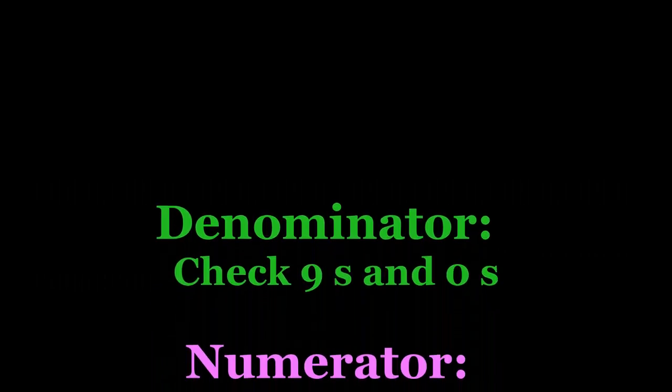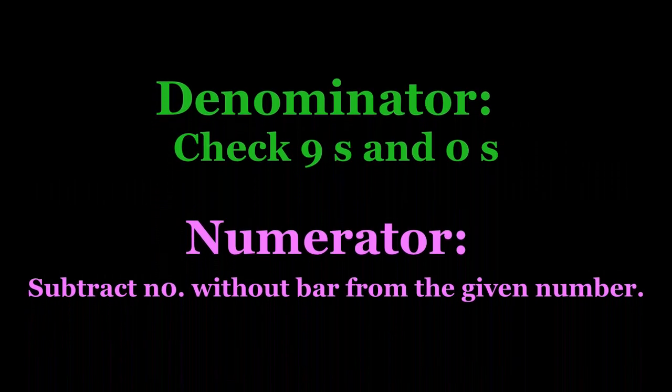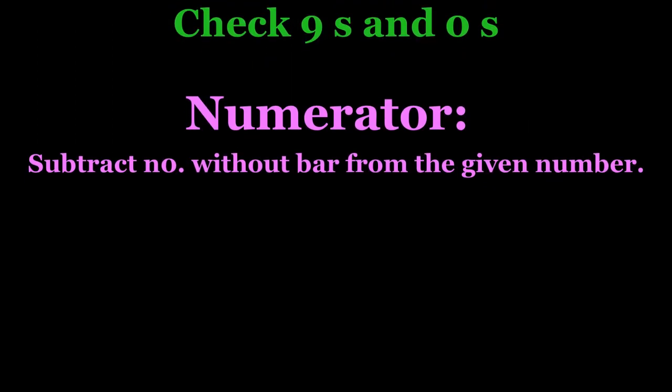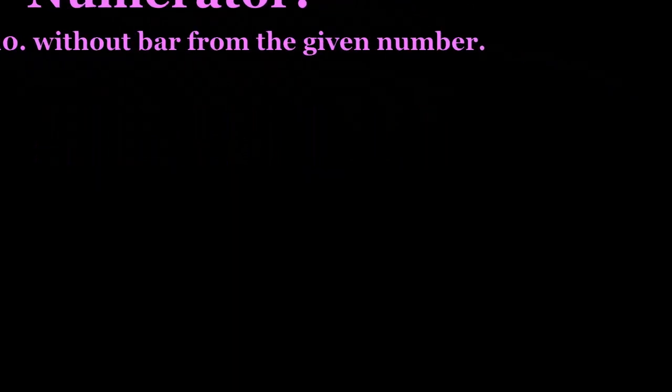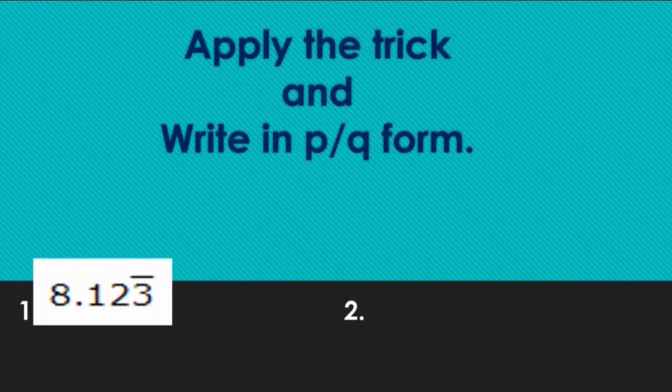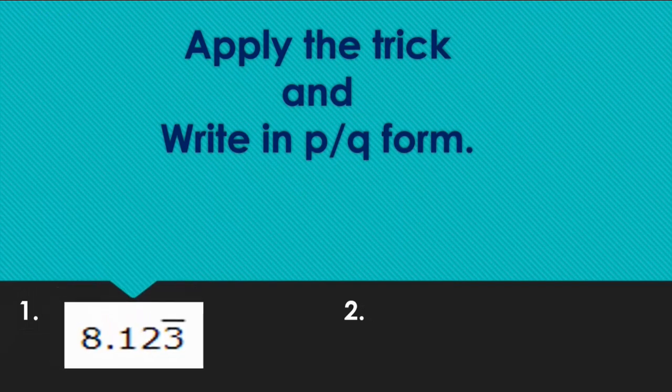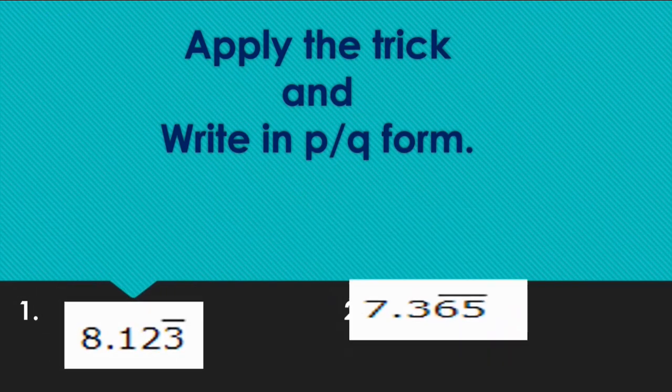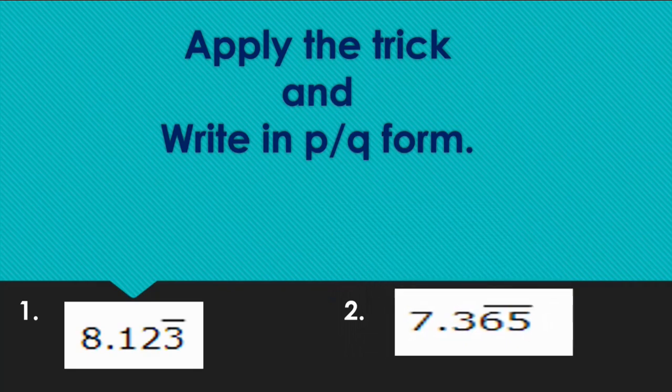Denominator is very simple, just nines and zeros you need to check, and then your numerator you just have to do the subtraction, and subtraction you can do in seconds. Now it's your time. If you have understood this trick, try these two questions, pause the video and note down your time, how many seconds you take for writing these answers.